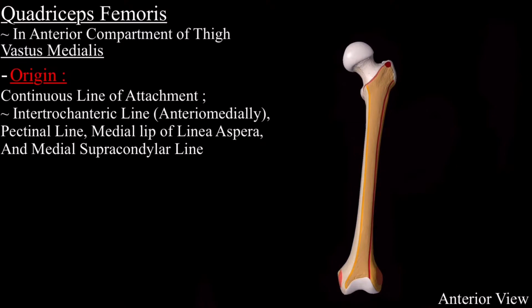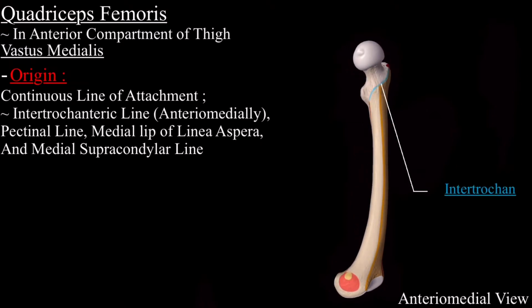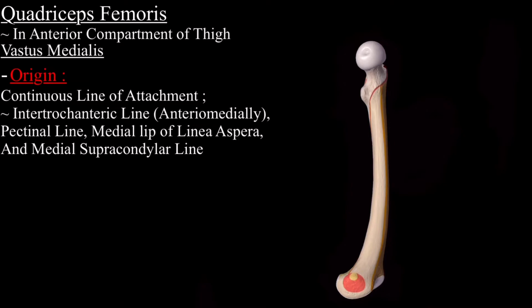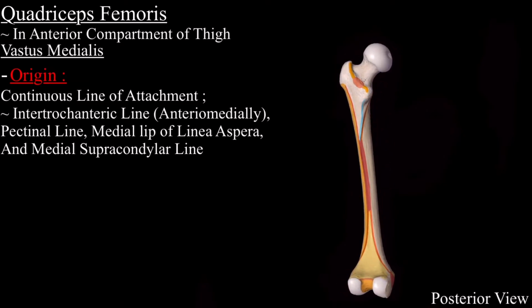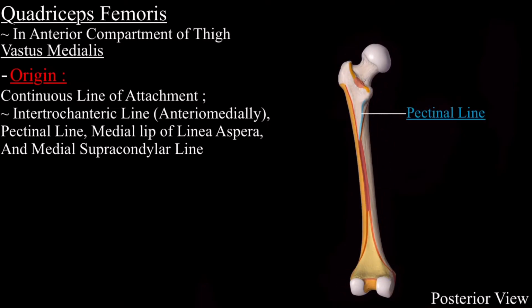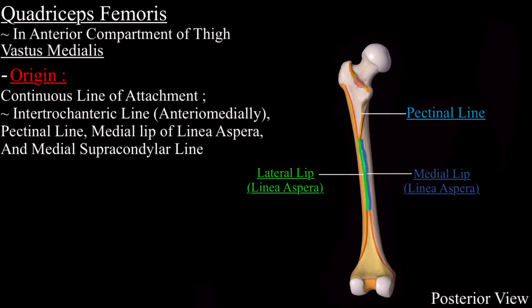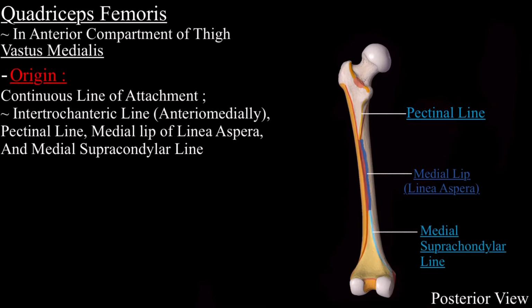Now on the anterior-medial view, this is the intertrochanteric line from where the origin of the vastus medialis muscle begins. Now in the posterior view, this is the pectinal line. This is the linea aspera. And as you can see, there are 2 lips of the linea aspera, the medial one and the lateral one. And then below it, this is the medial supracondylar line.